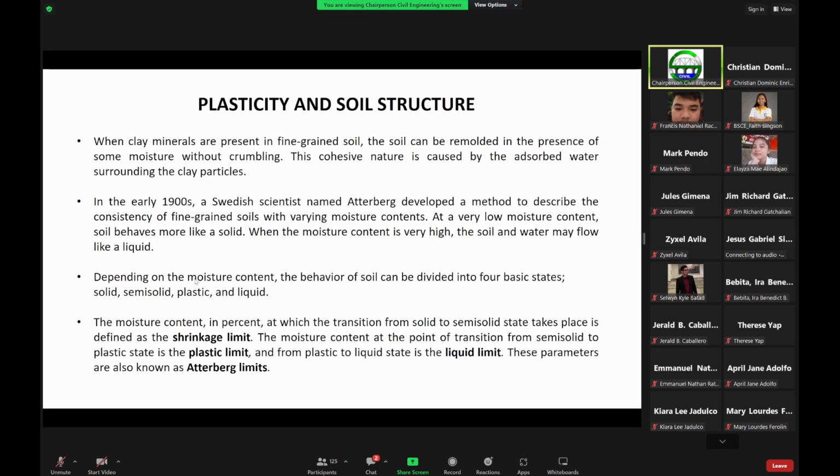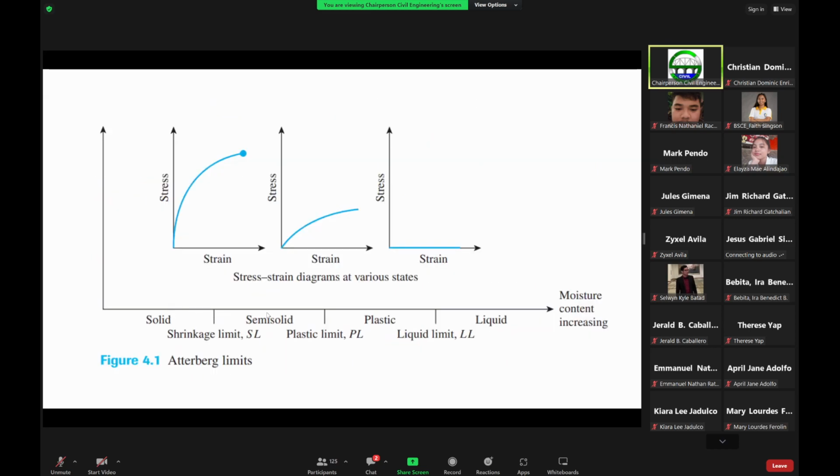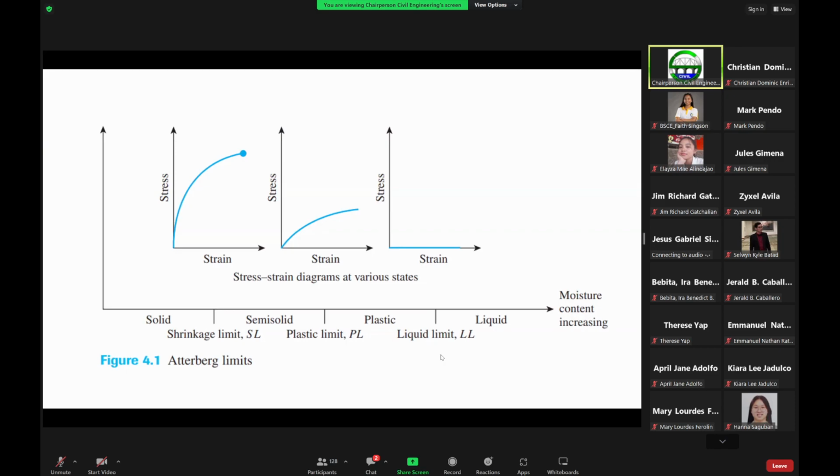Again, the transition between a solid state to a semi-solid state is what you call the shrinkage limit. And then from a semi-solid state to a plastic state in your soil is the plastic limit. Then from the plastic to the liquid state, the transition is the liquid limit. So the molding clays that we played with when we were young are somewhere around this plastic range, where you can mold the clays.